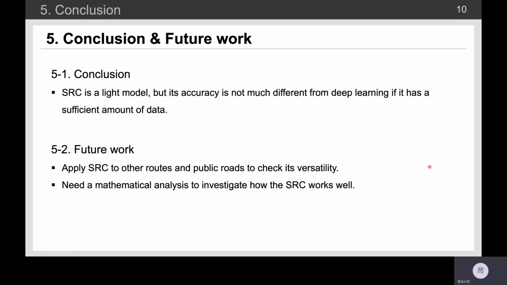I'd like to summarize the main findings of this study. In this study, we found that SRC is a light model, but its accuracy is not much different from deep learning if it has a sufficient amount of data. And as future work, we need to apply SRC to other routes and public roads to check its versatility, and perform mathematical analysis to investigate how the SRC works well.